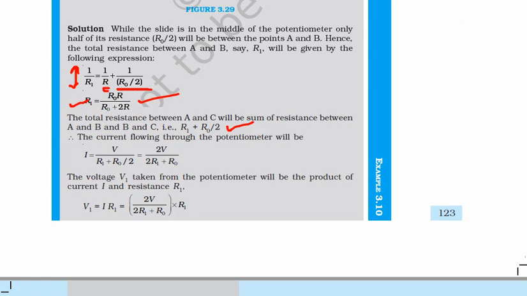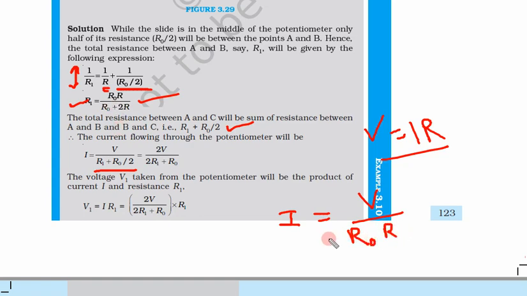Now what is the current? So current is simply, we know V is equal to IR, so I is equal to V upon R. So total resistance is R1 plus R0 by 2. Let us put the value of this R1. So I is equal to V upon R1, which is simply R0R divided by R0 plus 2R, plus this R0 by 2. So this is the value of current that we get.